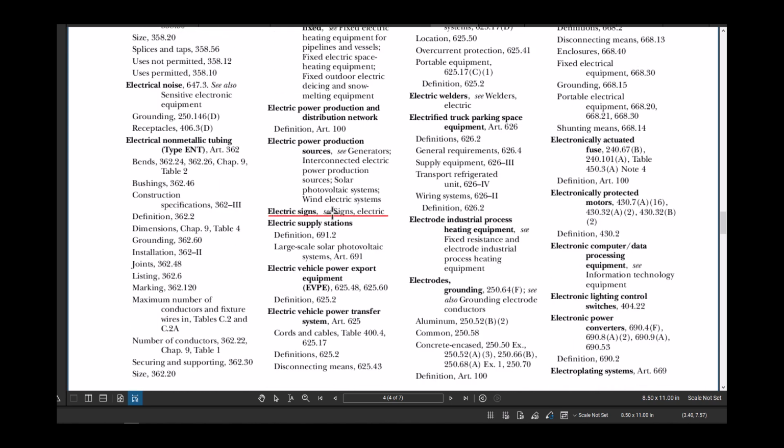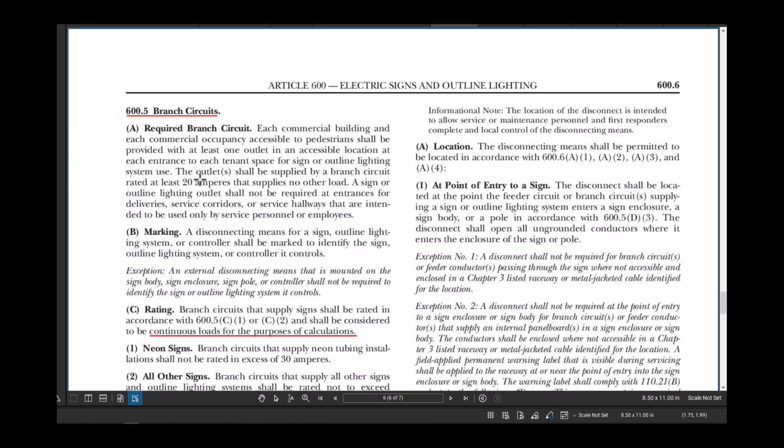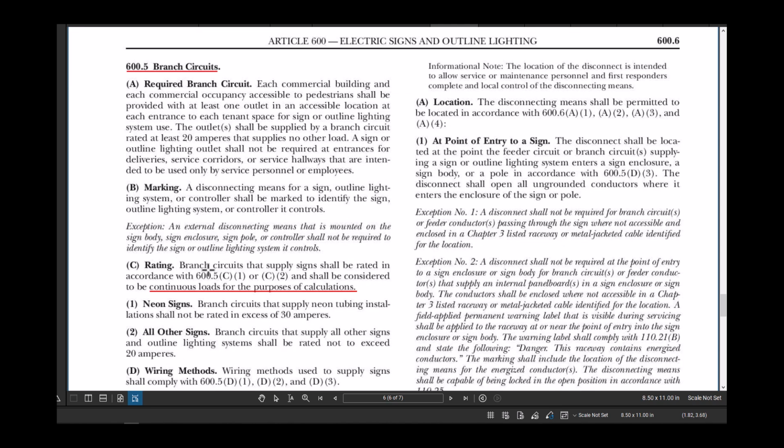which goes to signs, electric. Then I go to signs, electric. In the signs we have branch circuit 214(F) and 600.5. Then if I go back to the article for 600.5, in the branch circuit it says the rating: branch circuits that supply signs shall be rated in accordance with 605 C1 or C2 and shall be considered to be continuous load for the purpose of the calculation.